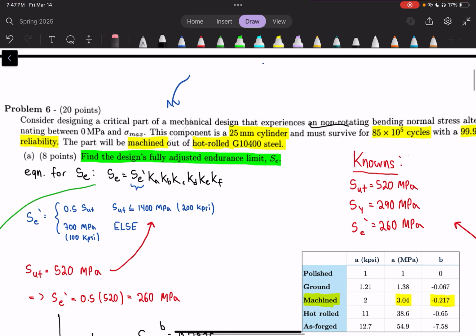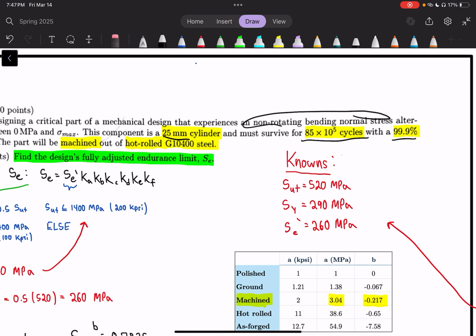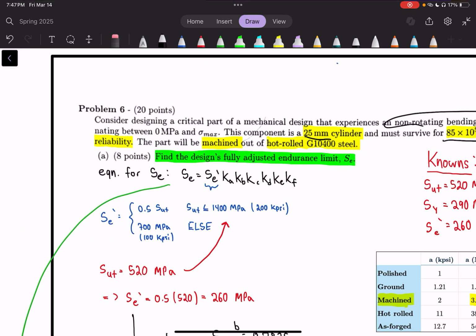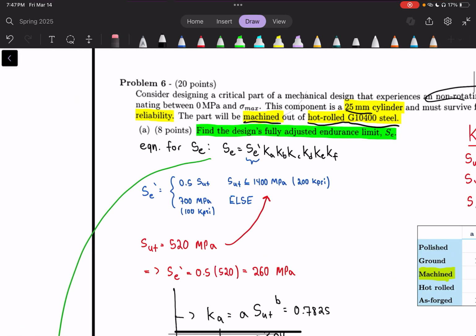This problem has a non-rotating bending normal stress alternating between 0 megapascals and the max stress, which is just given to us by the normal max. We understand that it is 25 millimeters, it has that many cycles, and it has a reliability of 99.9. The part will be machined, and it's out of the steel here. With the equation for the endurance limit, we're going to use Se and this Se prime in all these Marin factors to determine that value.